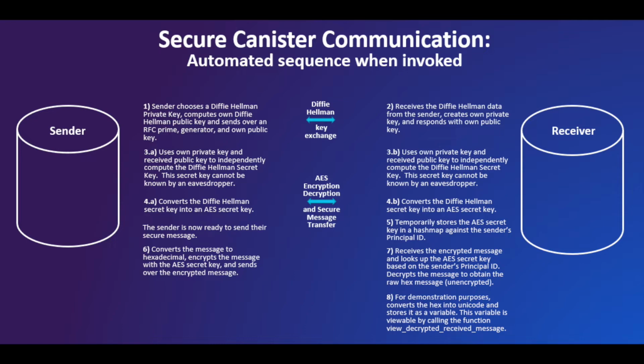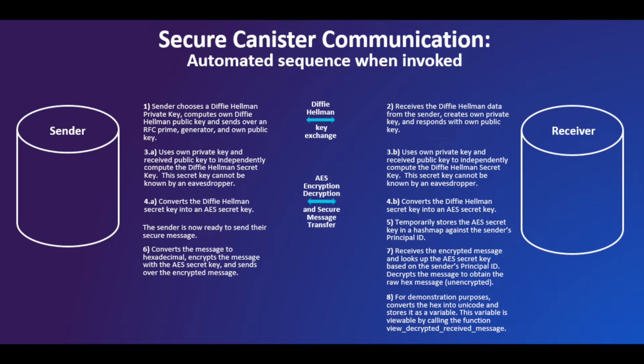So you have two canisters: a sender and a receiver. The first thing the sender does is choose a prime, a generator, and a private key for Diffie-Hellman. Then he can compute his public key, and he sends his public key together with the prime and the generator over to the receiver. His private key, of course, he keeps only to himself.